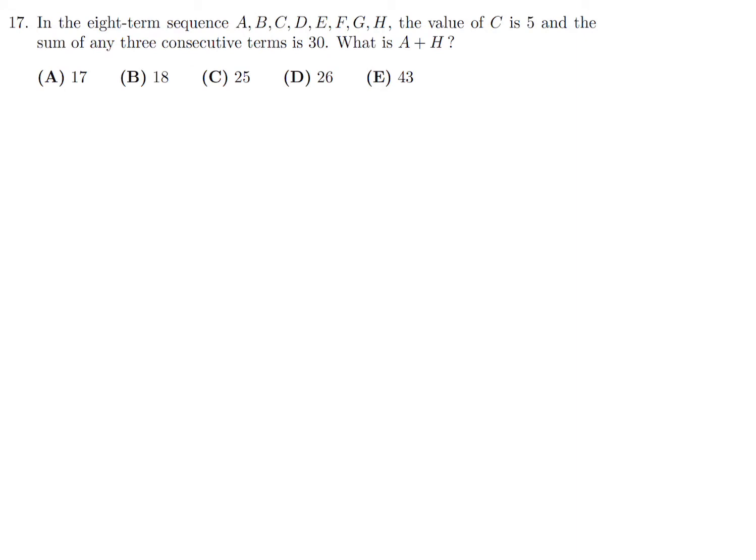In the 8-term sequence A through H, the value of C is 5, and the sum of any 3 consecutive terms is 30. What is A plus H? So we have A, B, C, D, E, F, G, and H. They just give me that C is 5, and that's it. And then the sum of any 3 consecutive terms is 30.